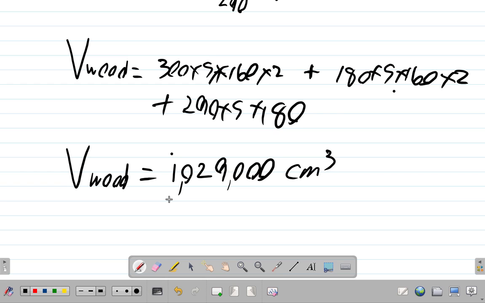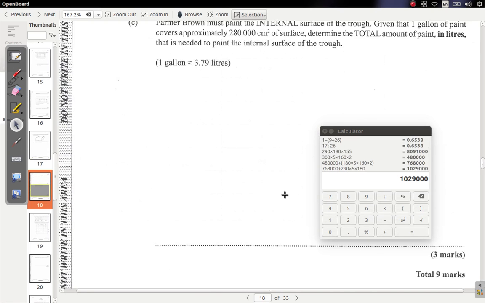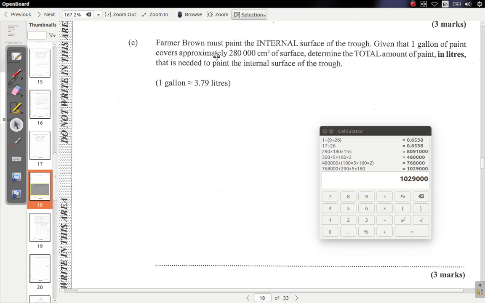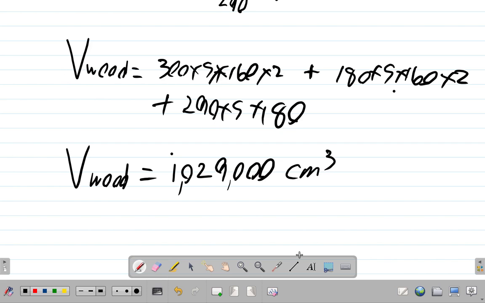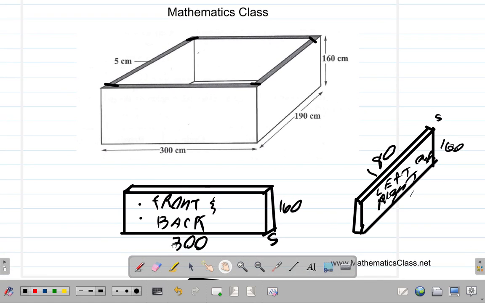The next thing now, what do they say I have to do? Farmer Brown must paint the internal surface of the trough. Now, given that 1 gallon of paint covers 28,000 cm cube of surface, determine the total amount of paint in liters that is needed to paint the internal surface of the trough. Alright. The internal surface now. I have to go find that. So let me come back to this thing here.